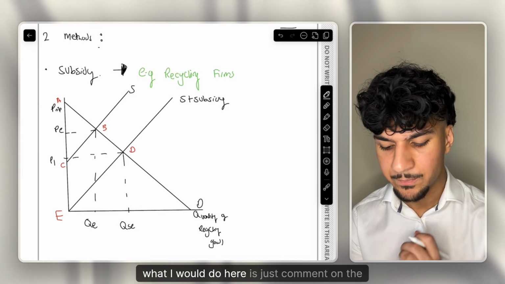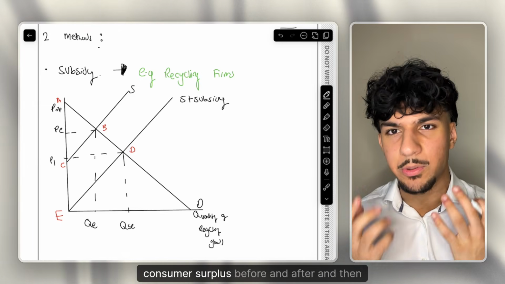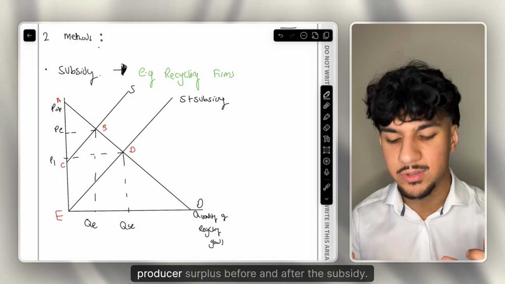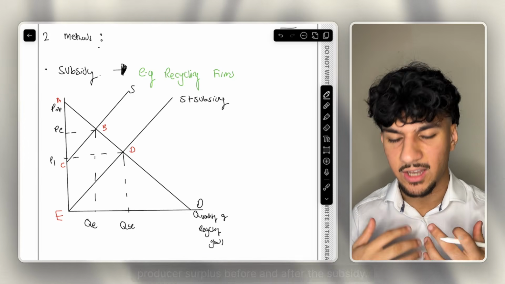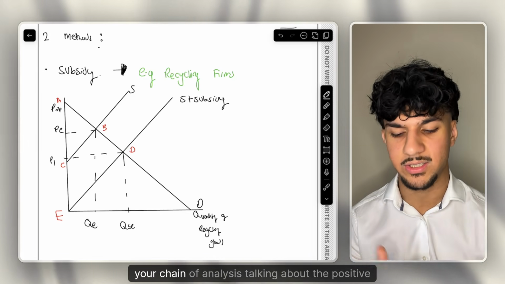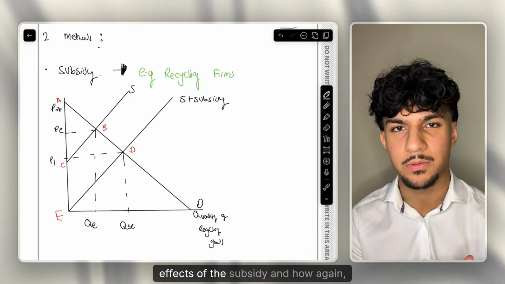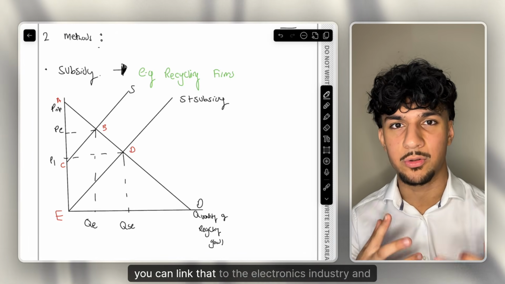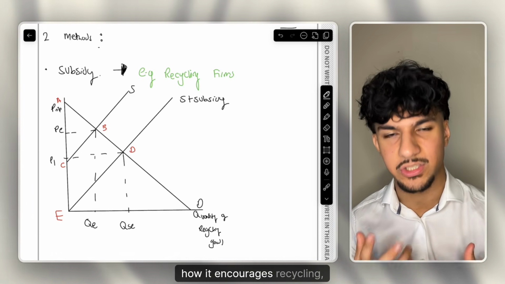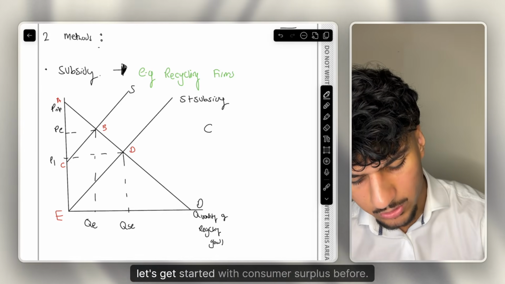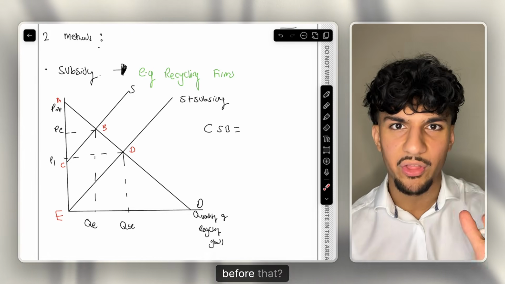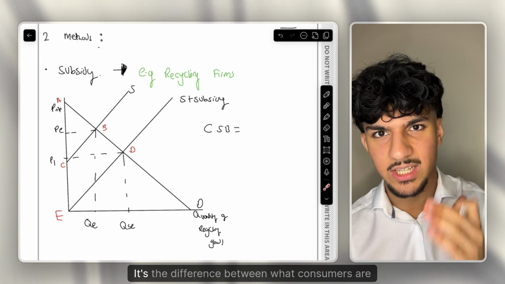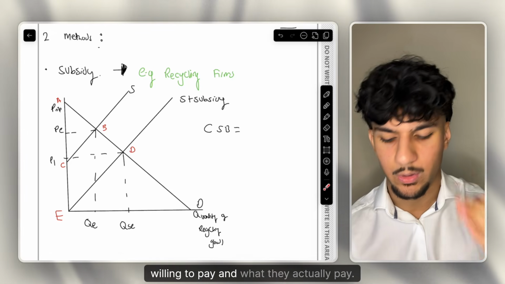But yeah, what I would do here is just comment on the consumer surplus before and after, and then producer surplus before and after the subsidy, and you can use that to really incorporate into your chain of analysis, talking about the positive effects of the subsidy and how, again, you can link that to the electronics industry and how it encourages recycling, etc. But yeah, let's get started with consumer surplus before. Before that, how do you define consumer surplus? It's the difference between what consumers are willing to pay and what they actually pay.